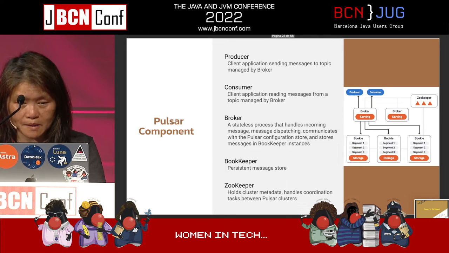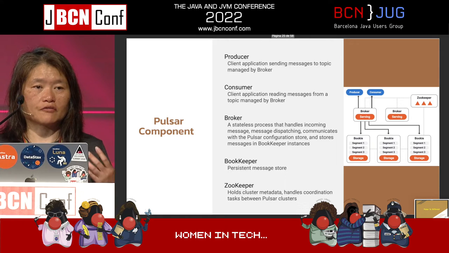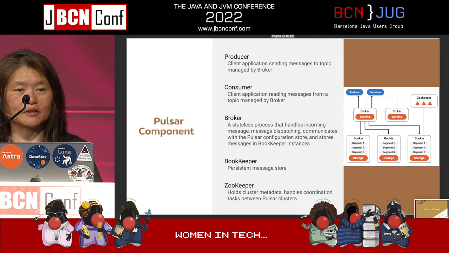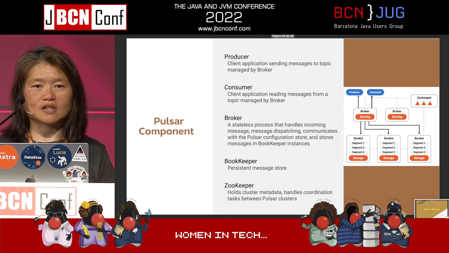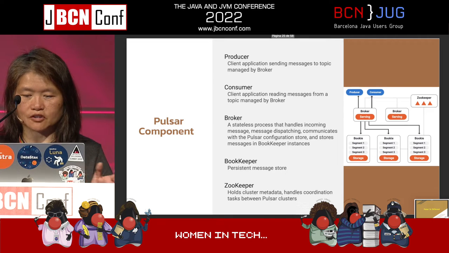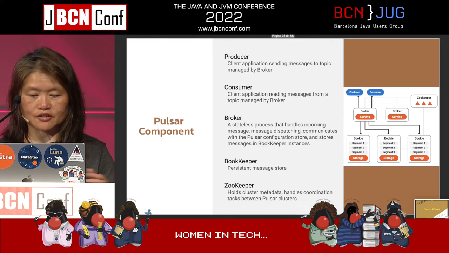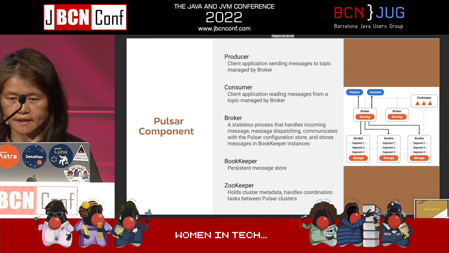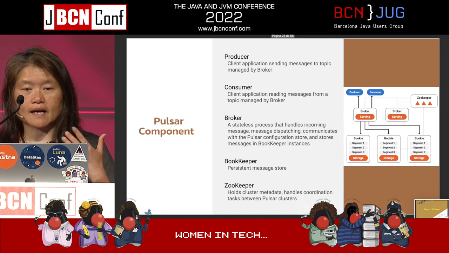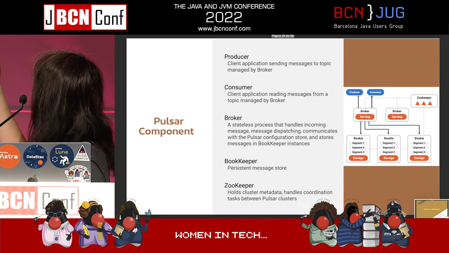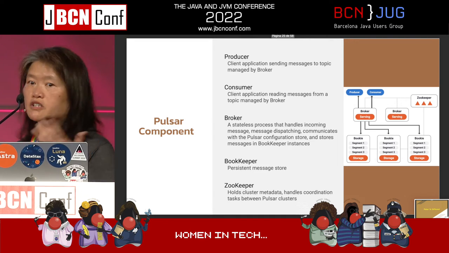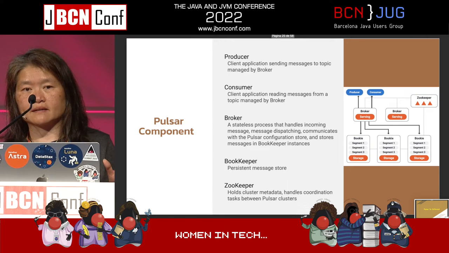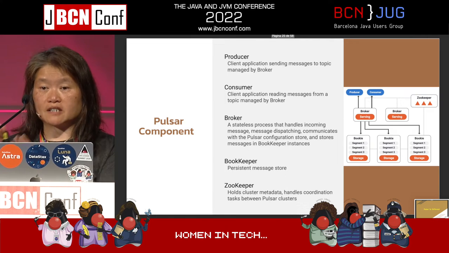BookKeeper is the one that manages the persistence of all of the message storage, all of these distributed logs. Then there's also ZooKeeper, which Pulsar uses to help manage all the clusters. ZooKeeper coordinates all of these different clusters and all the tasks that need to happen. Those are the five main components that make up Pulsar. As you can see over here, the producer and consumer communicate. You can have multiple brokers, and topics can be spread out across different brokers, as well as the different partitions that we call.